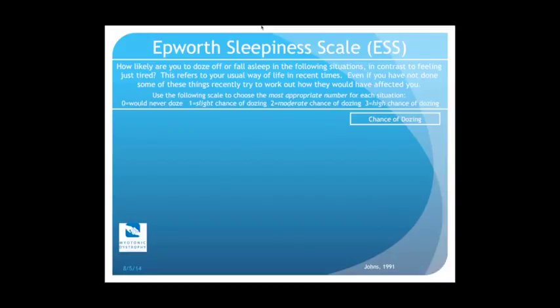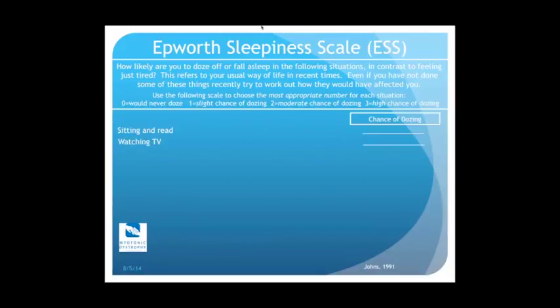There's going to be a series of 8 different situations, and with each situation that I show, you're going to say 0 would be no chance of falling asleep, 1 a slight chance of falling asleep, 2 moderate, and 3 a high chance. So let's go. Hopefully everyone has their pen and paper in hand. Sitting and reading, how likely are you to fall asleep? Just put a number there, 0, 1, 2, 3, and we're going to add up the total score in a bit.